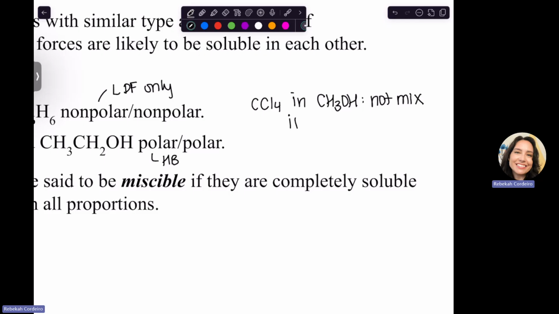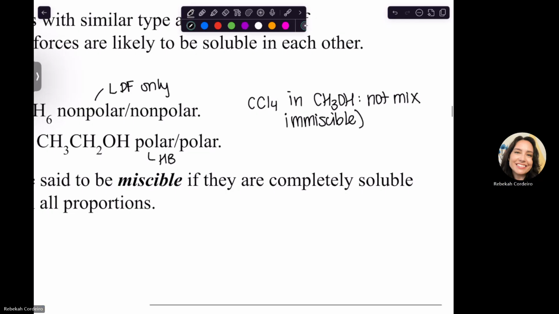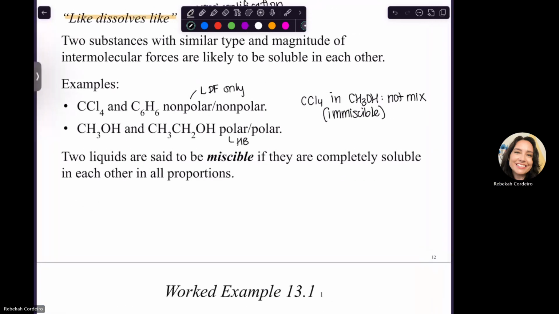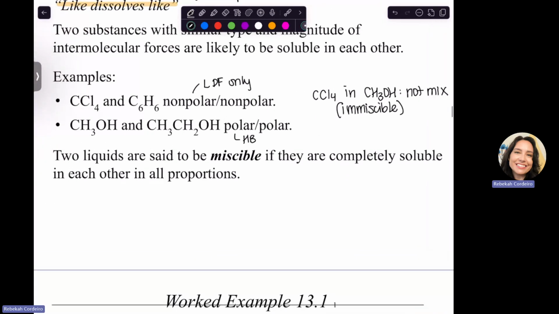So if it's not mixable, we call it immiscible. If it's mixable, we call it miscible. So if it can mix, we call it miscible. If it can't mix, we call it immiscible. So if it's polar, it'll go with other polar stuff.